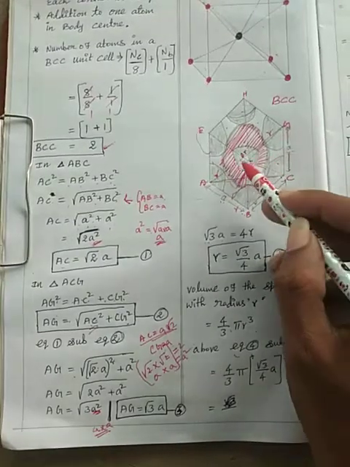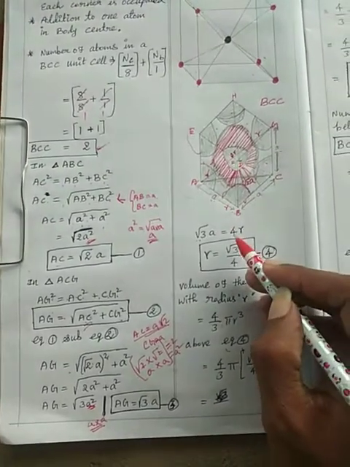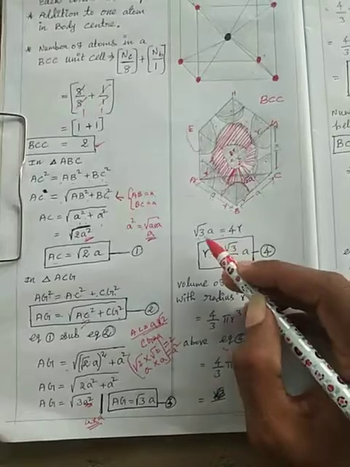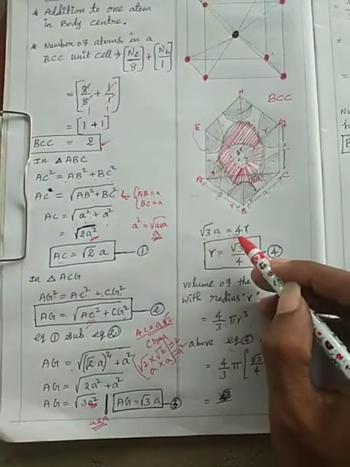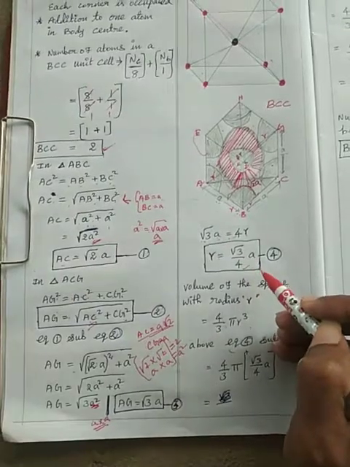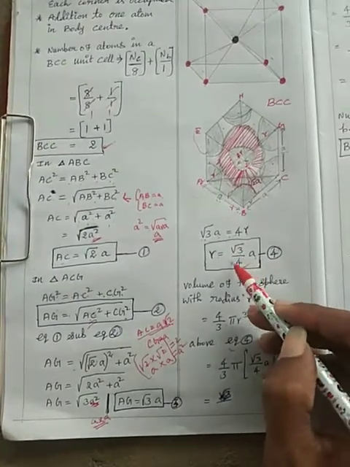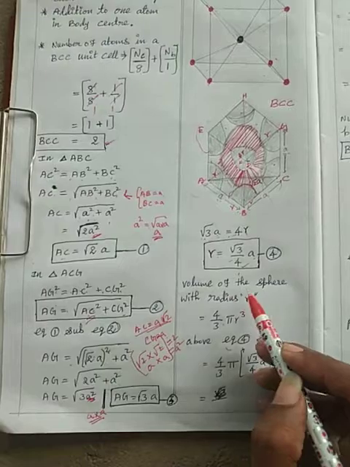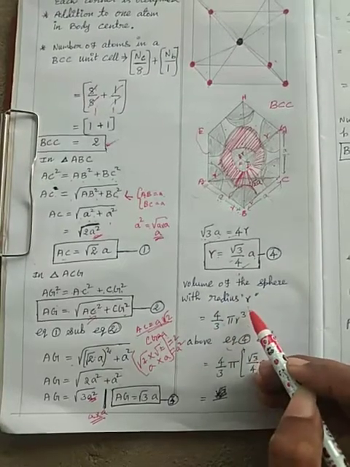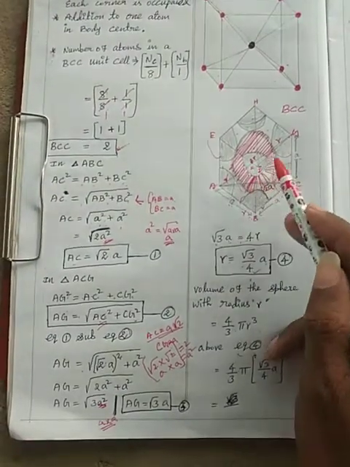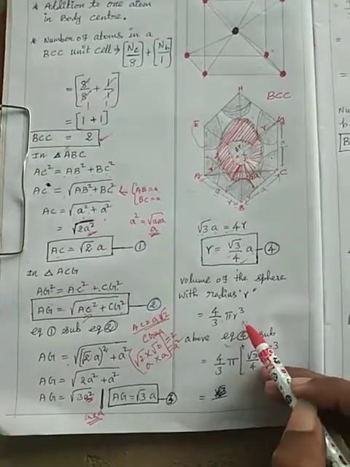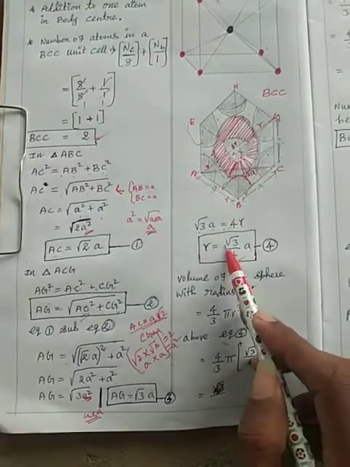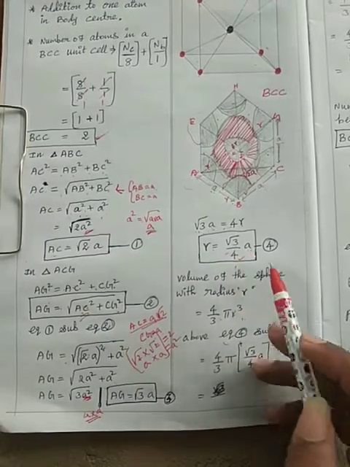One radius, also already 2r, so total 4r equals root 3a. So radius equals root 3a divided by 4. The volume of the sphere of radius r is already known: 4 by 3 pi r cube. So r is already identified as root 3 by 4 into a.